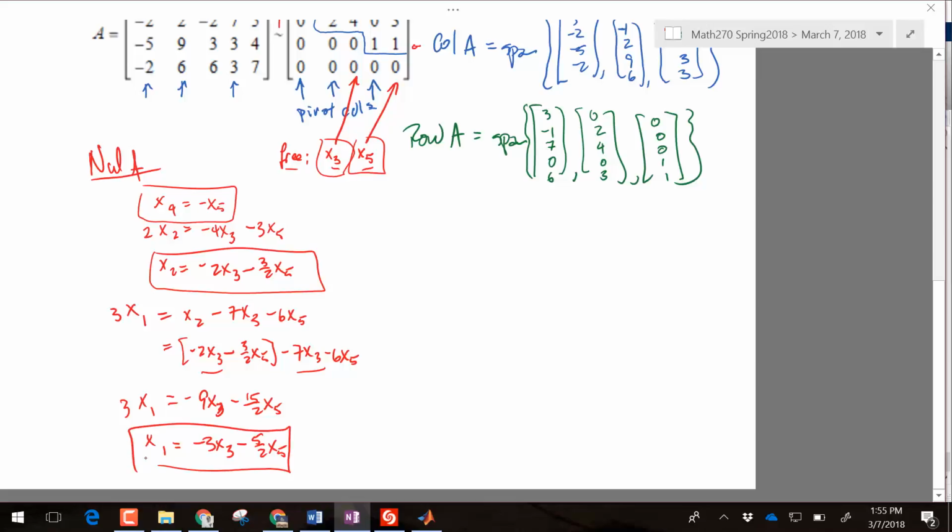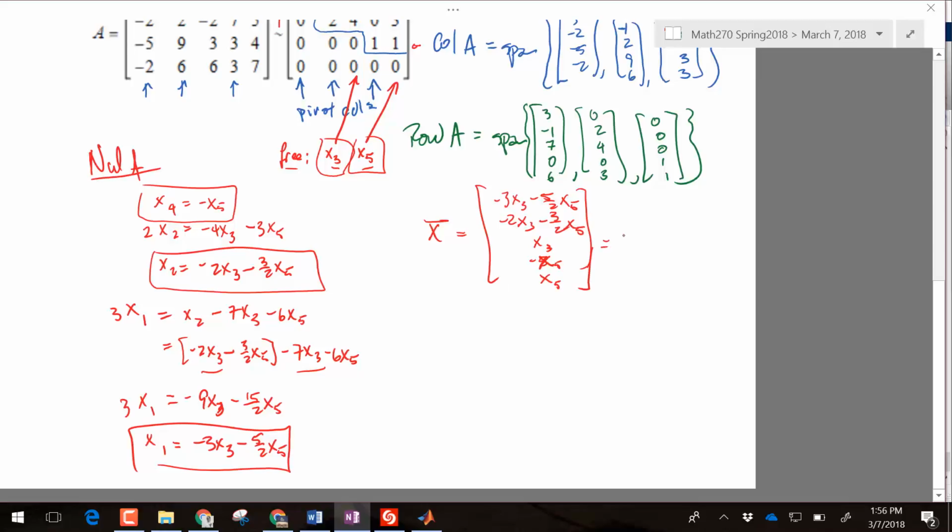All right, so what's our solution? x is going to equal, let's do this carefully, minus 3x3 minus 5 halves x5 for x1. x2 is minus 2x3 minus 3 halves x5. x3 is free. x4 is negative x5. And x5 is just x5.